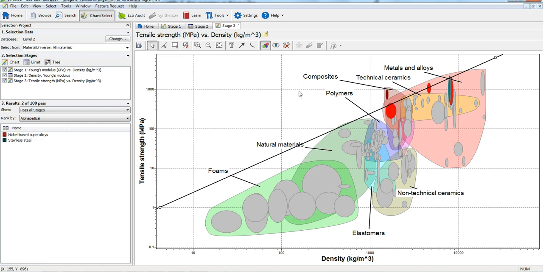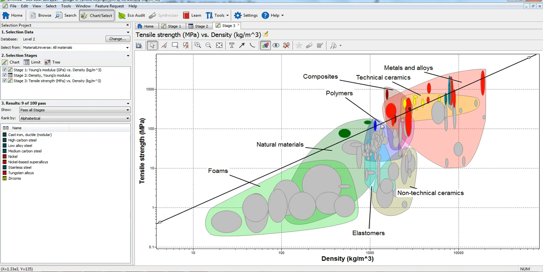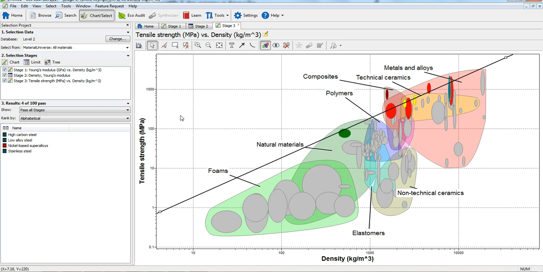If we have further limiting properties like what we had in the previous video, then we can of course have a smaller range of material to select from.